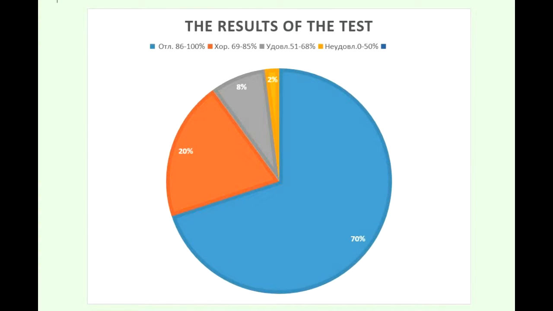And now let us see the results. The diagram shows that 70% of the students received an excellent rating, 20% received a good rating, 8% received a fair rating, and 2% received a poor rating. We believe that these 2% received a poor rating because they came to class for the first time and didn't have any lecture notes with them. That is, they were not ready to work with the case, and as a result, they failed to cope with the task.